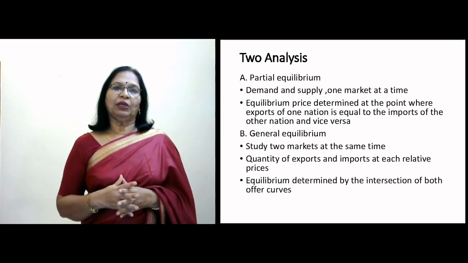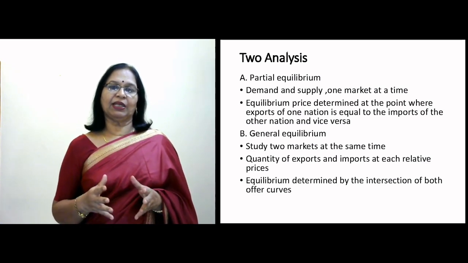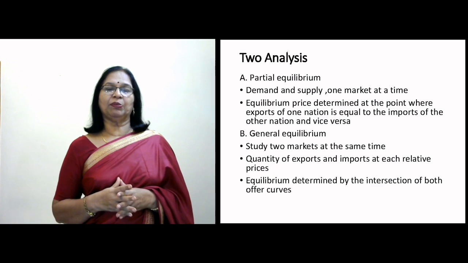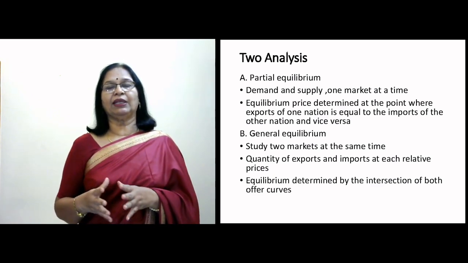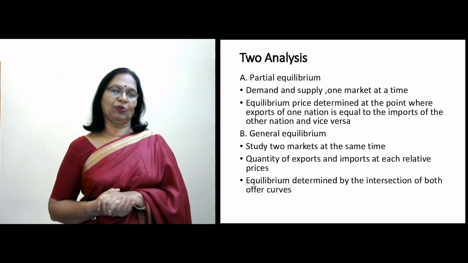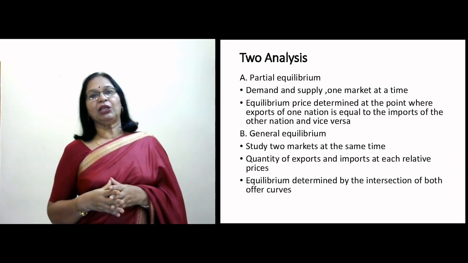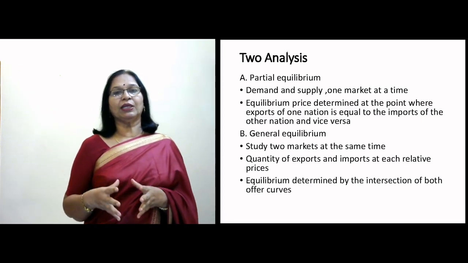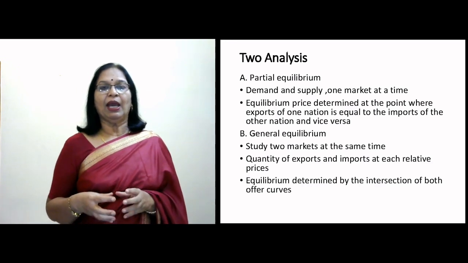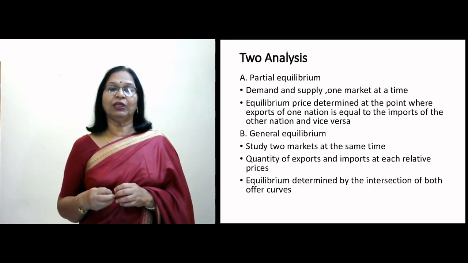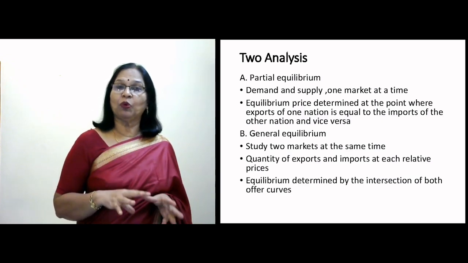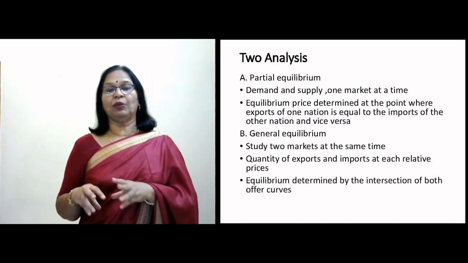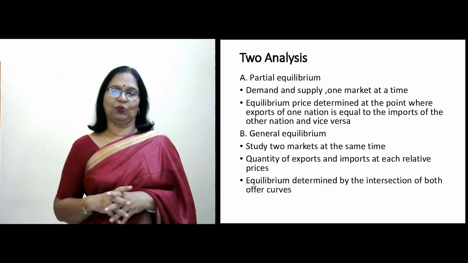Now, there are two ways of understanding this reciprocal demand. One is by using a partial equilibrium analysis, and the other is by using the general equilibrium analysis. In the partial equilibrium analysis, we take one market at a time, and then we understand how the equilibrium price is determined at a point where the exports of one nation are equal to the imports of the other nation, and vice versa.